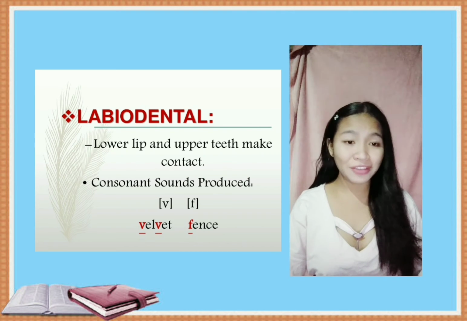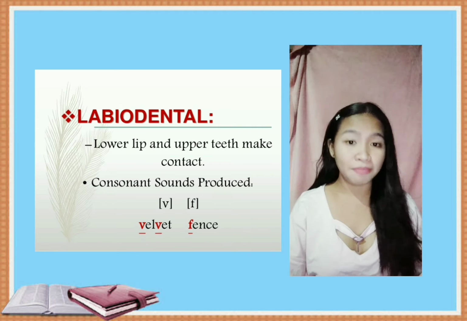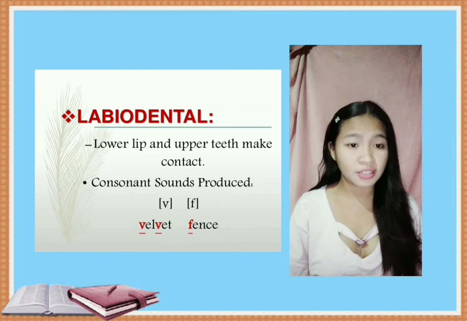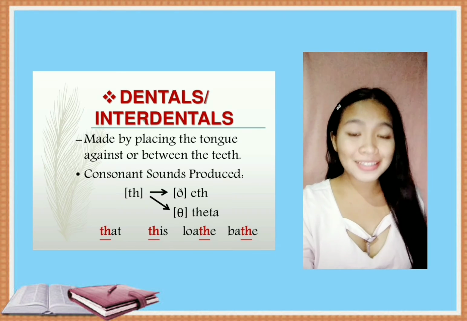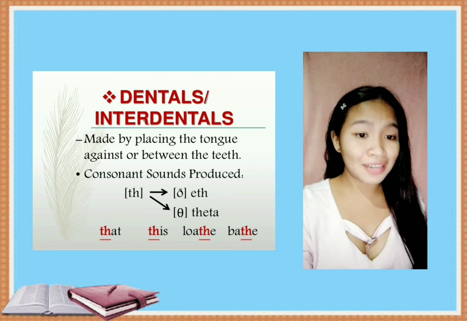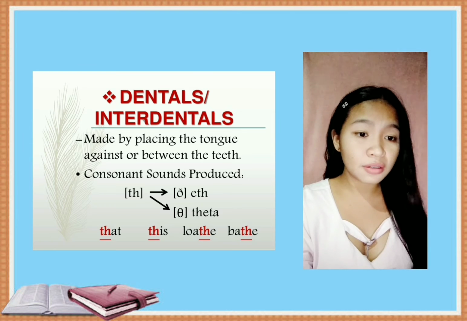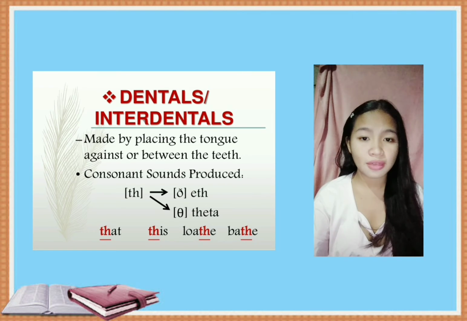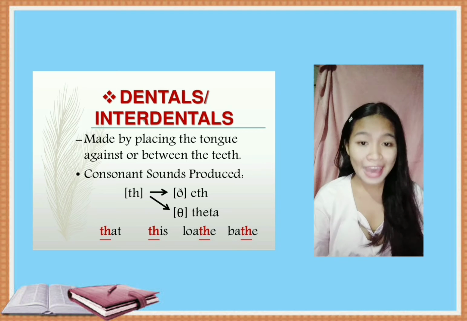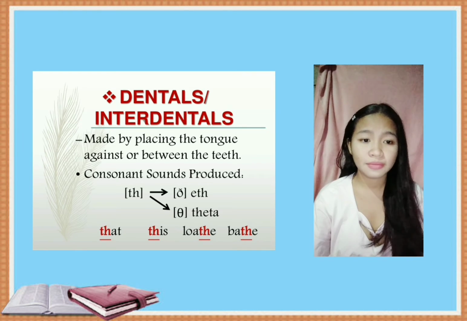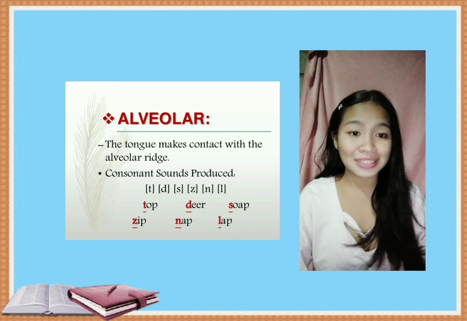The second one is labiodental. Lower lip and upper teeth make contact. Consonant sounds are produced such as v, f. For example, velvet, fence. Next is interdentals, made by placing the tongue against or between the teeth. Consonant sounds are produced, for example, that, these, both. The next one is alveolar.